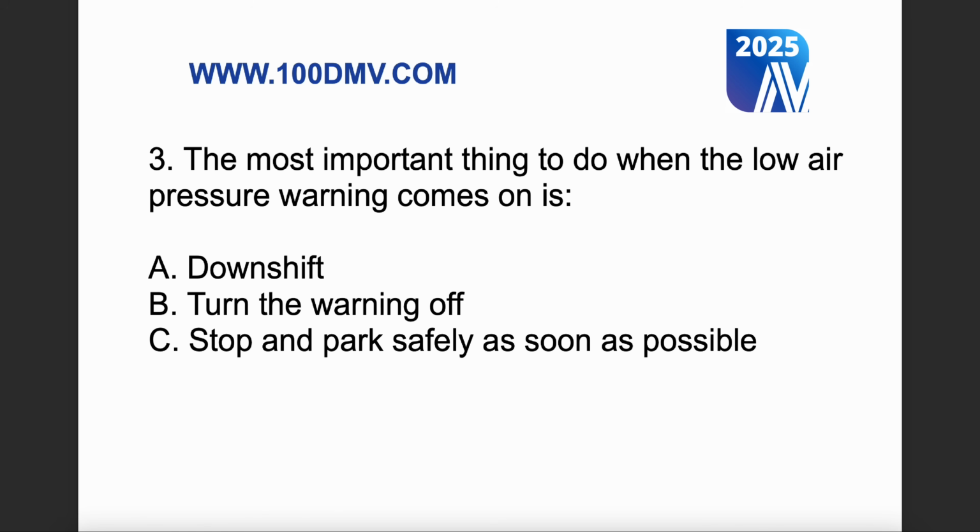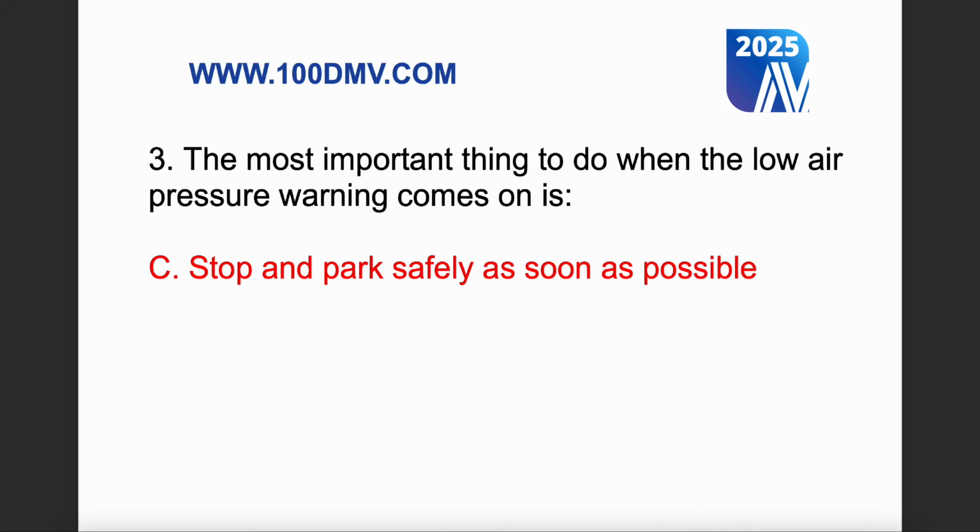3. The most important thing to do when the low air pressure warning comes on is: A. Downshift. B. Turn the warning off. C. Stop and park safely as soon as possible. Correct answer: C. Stop and park safely as soon as possible.